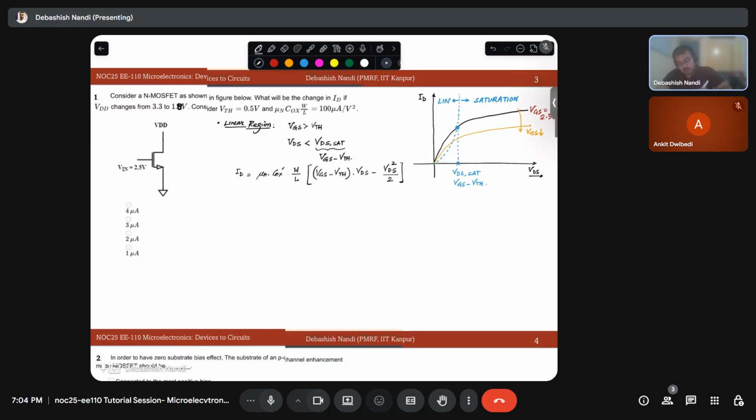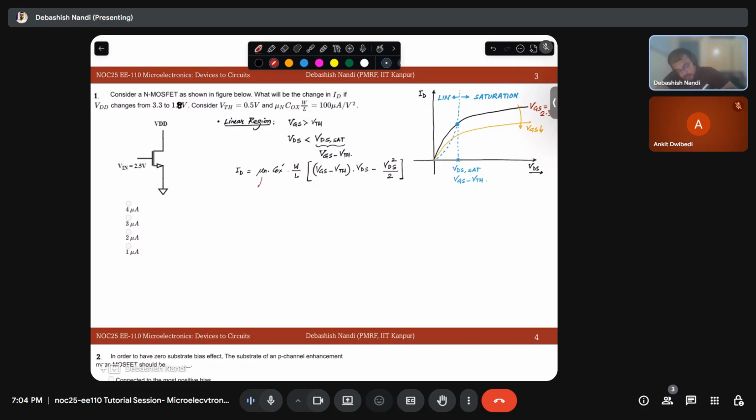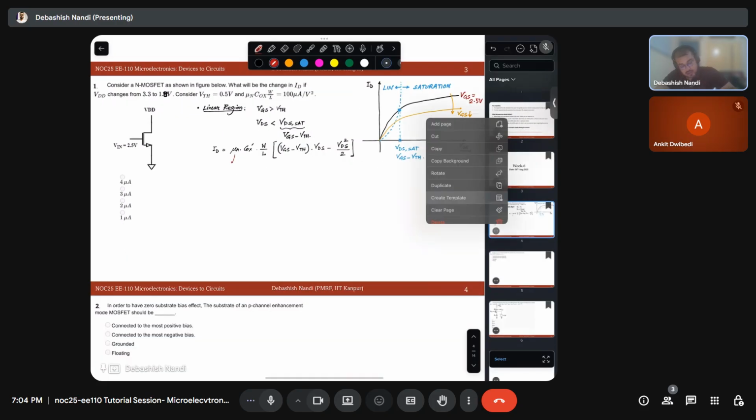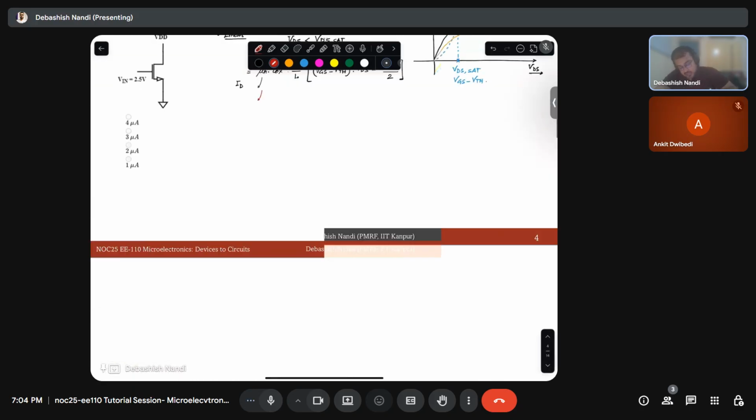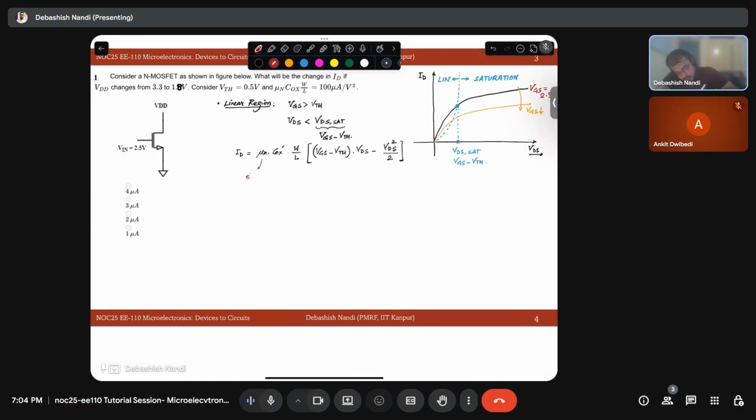So this quantity is your electron mobility. This is epsilon ox by T ox, the gate oxide capacitance per unit area. This is your transistor width, W, and this is the channel length, L, and the others are the voltages.